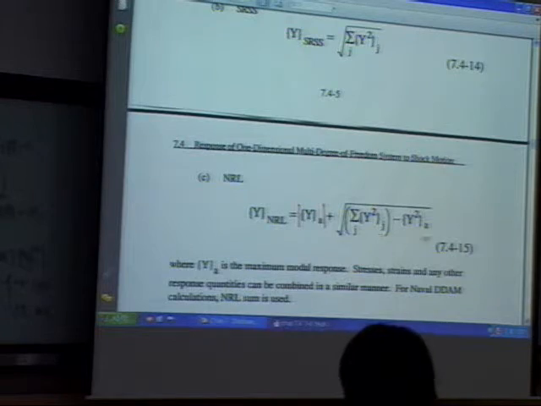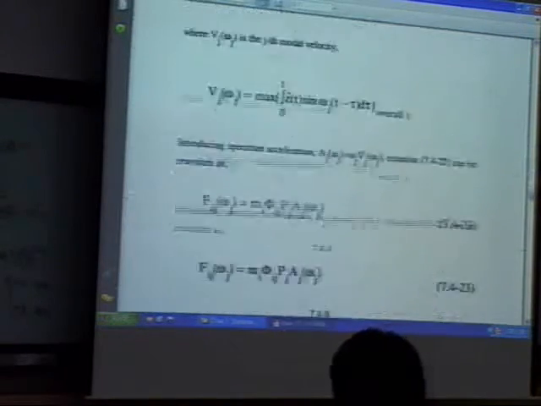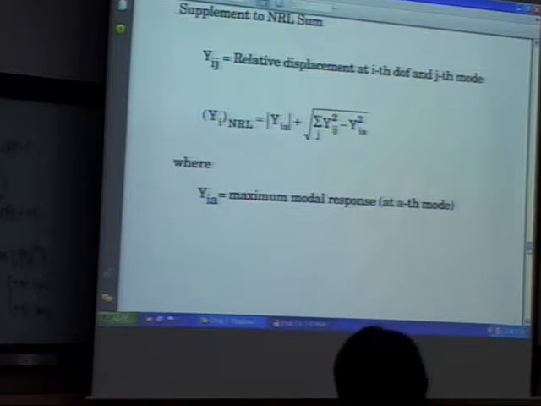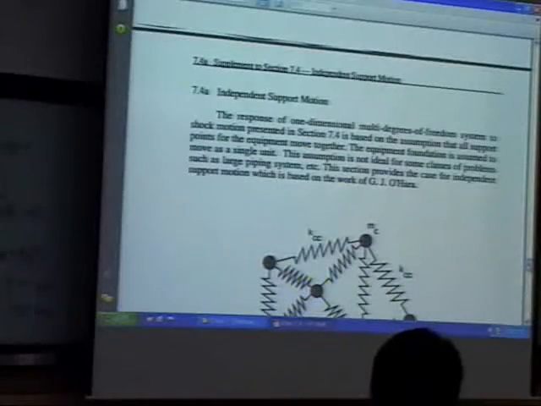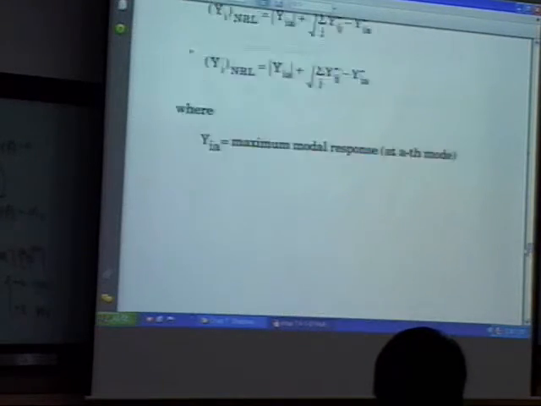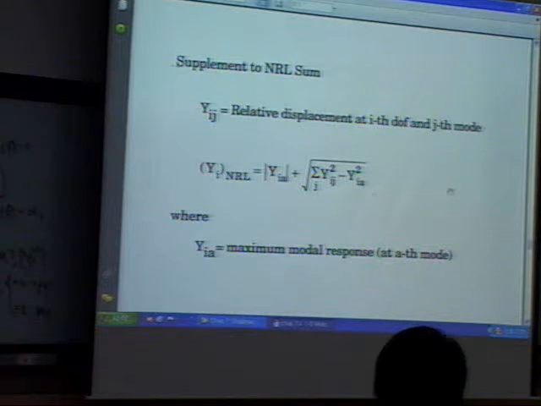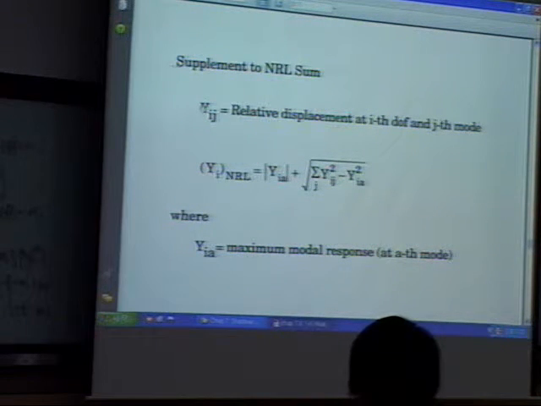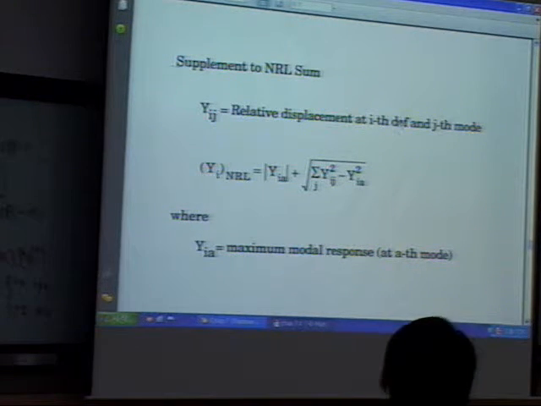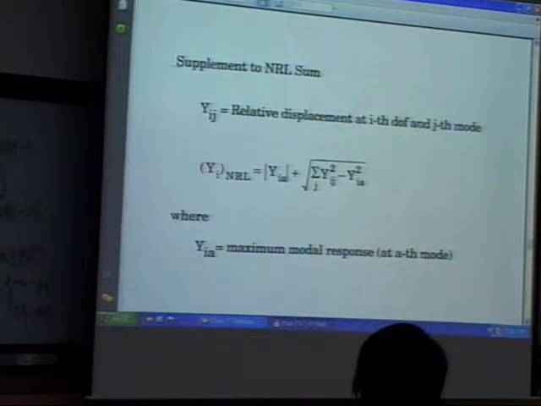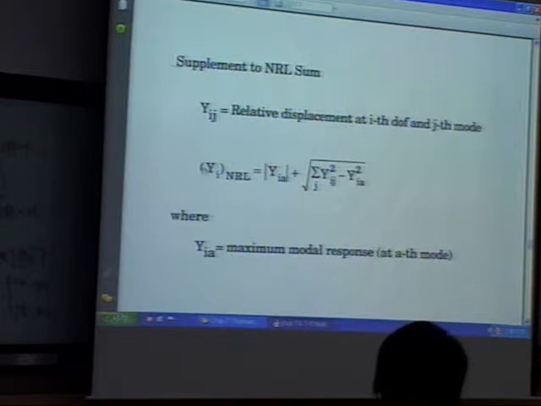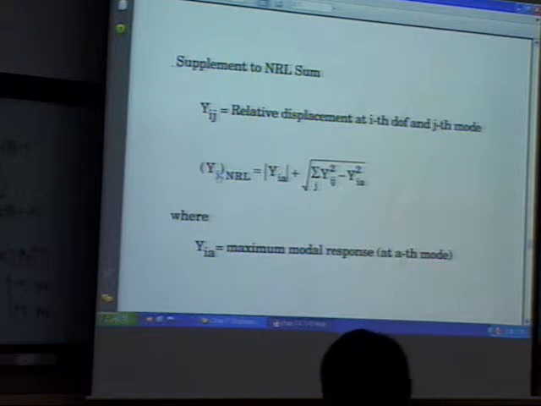But this equation, strictly speaking, is wrong. The more precise expression is this. This is almost the last page before 7.4a. Let Yij be the relative displacement at the ith degree of freedom and the jth mode. If I do that, I have to do it for every row, where i is a degree of freedom.